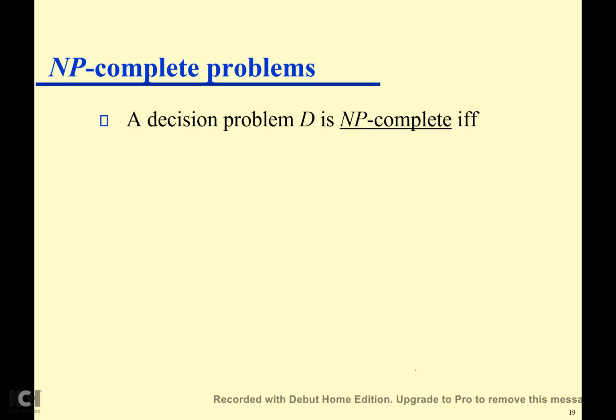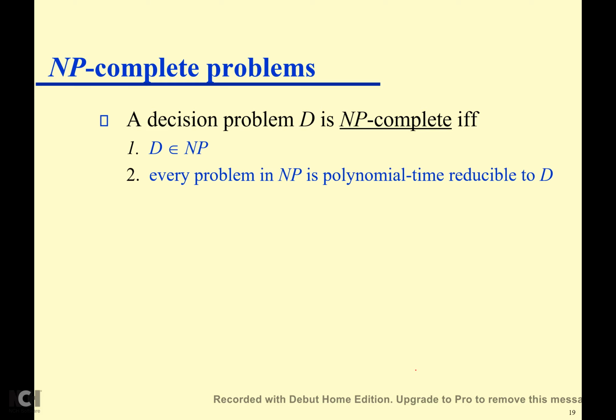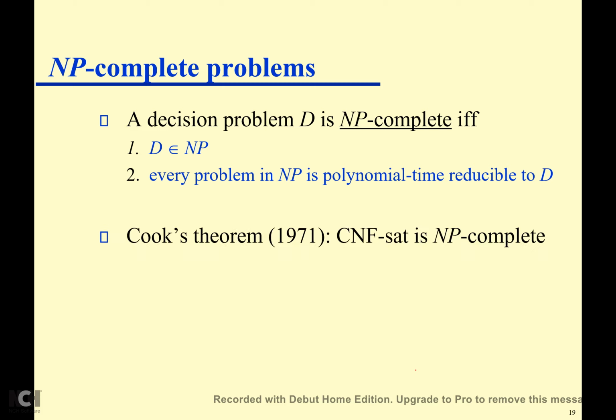These beautiful problems can reduce to each other. If one problem can be solved in polynomial time, another problem can also be solved in polynomial time. This is the beautiful property we talk about. A decision problem D is NP complete if and only if D belongs to NP, and every problem in NP is polynomial time reducible to D. This is what we call an NP complete problem.